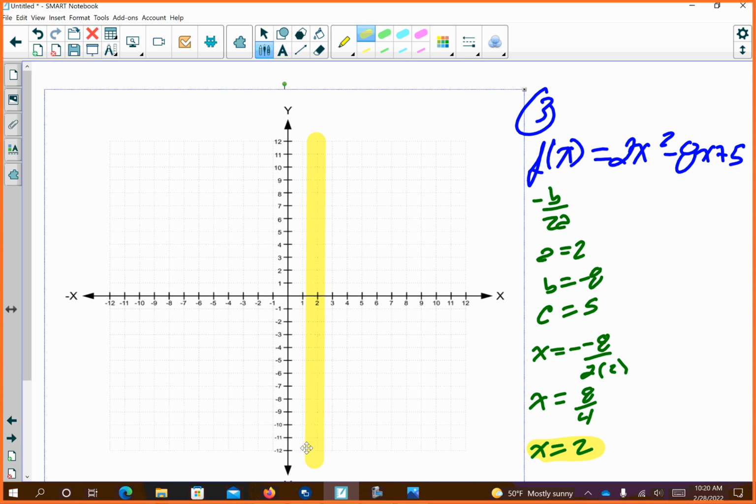That's where our axis of symmetry is. Our vertex also lives somewhere within that yellow region. So my vertex is going to be 2 comma something. How do I find the y value if I have x equals 2?